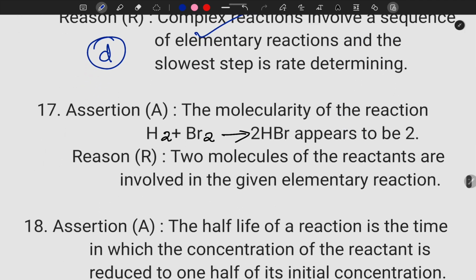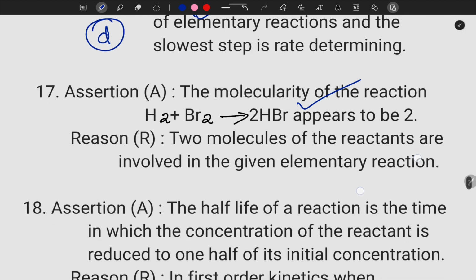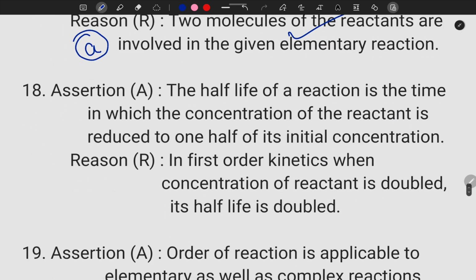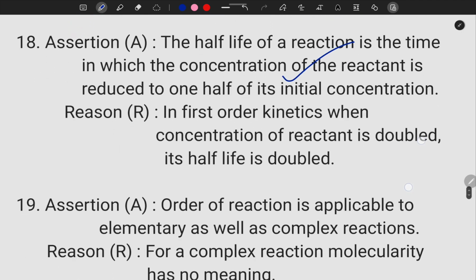The molecularity of the reaction H2 plus Br2 gives 2 HBr appears to be 2. So that's a correct statement, because both the molecules are involved in the elementary reaction. So assertion and reason both are correct statements, and reason is the correct explanation of assertion. Half-life of a reaction is the time in which the concentration of the reactant is reduced to one half of its initial concentration. That statement is correct. That's the definition of half-life.